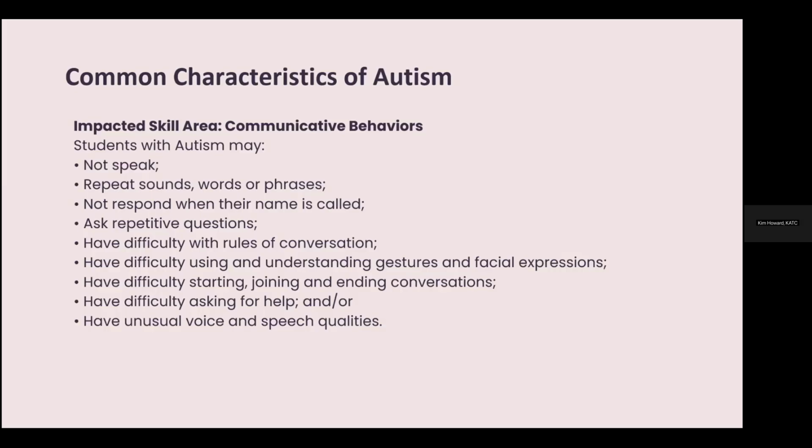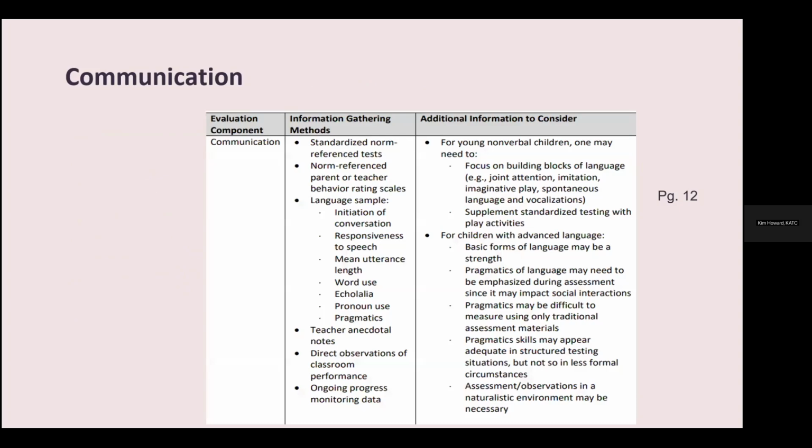They may have difficulty using or understanding gestures or facial expressions. They might have trouble joining into conversations, starting and stopping them, asking for help, or it could be unusual voice and speech qualities. This is important to know because some of the things that we need to consider are, how are we evaluating their communication? We definitely need to think through that communication evaluation.